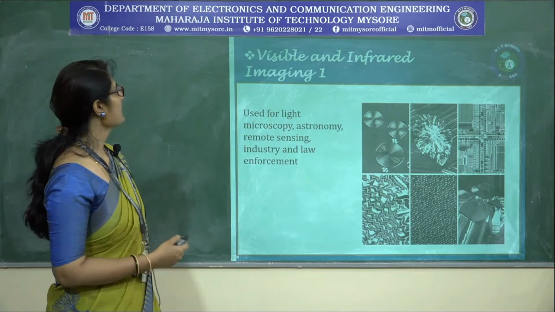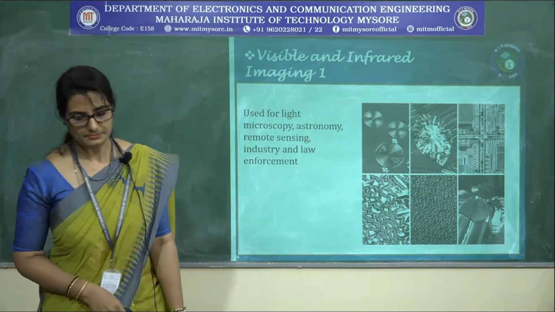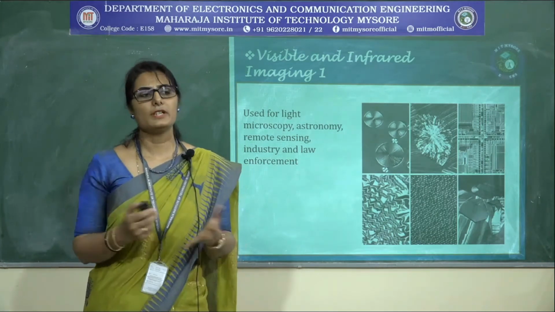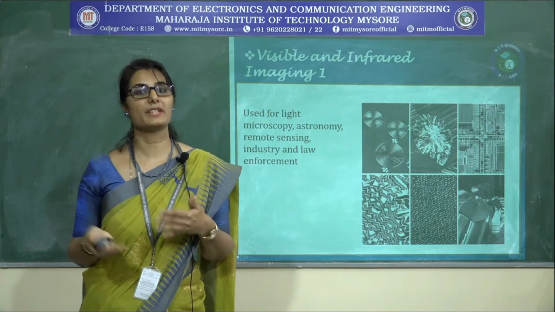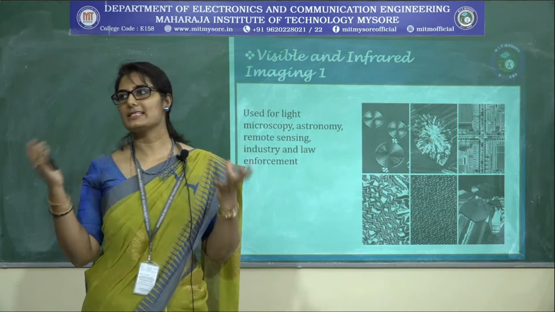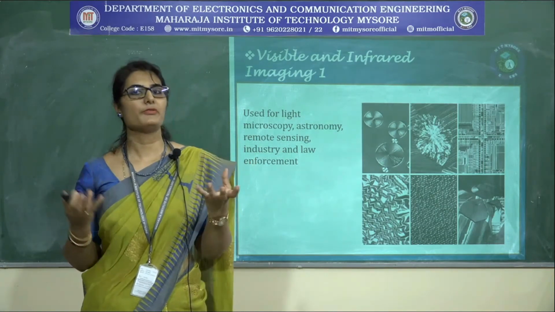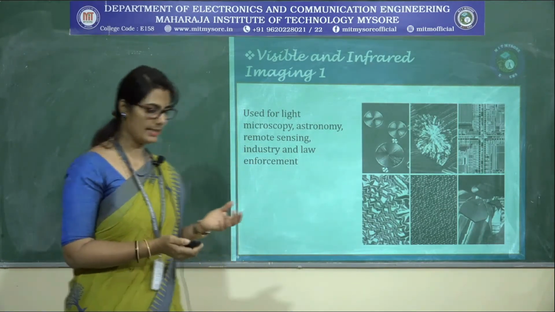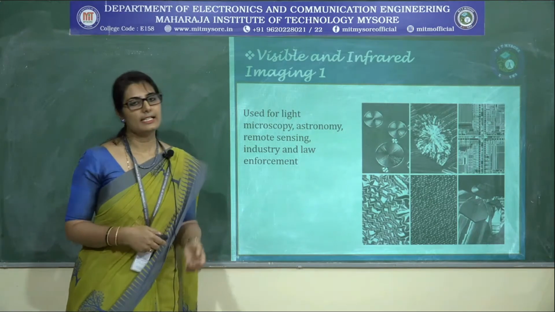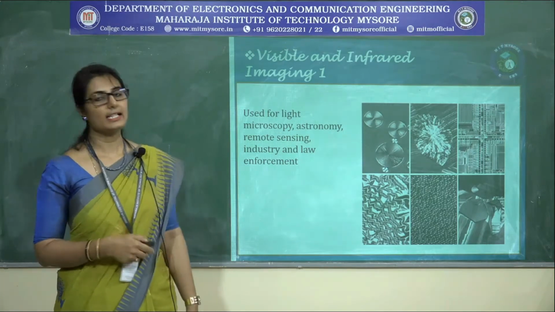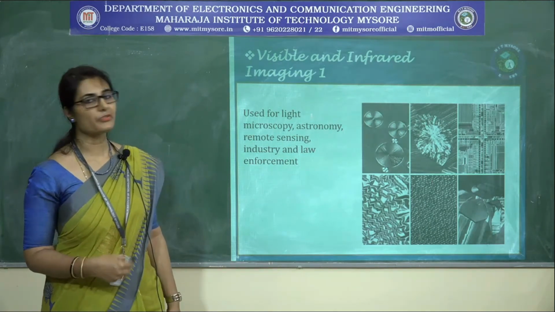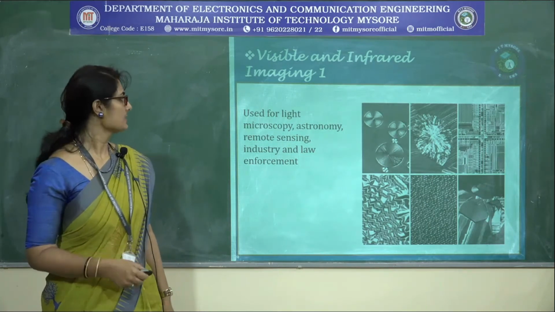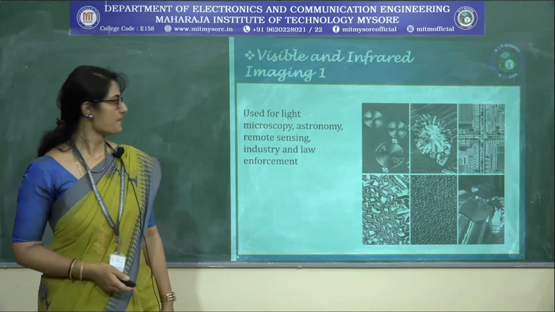Next is visible and infrared imaging. The visual band of the electromagnetic spectrum is the most familiar for all our activities. So whatever we see in and around us is due to the visible band. This visible and infrared imaging is widely used in light microscopy, astronomy, industry, remote sensing, as well as in law enforcement.